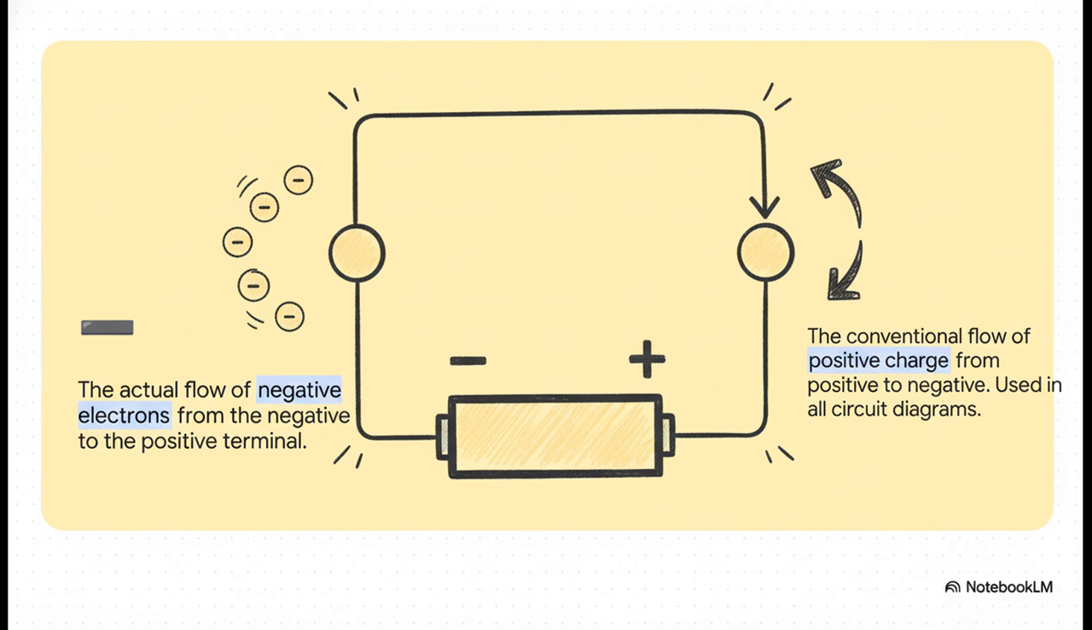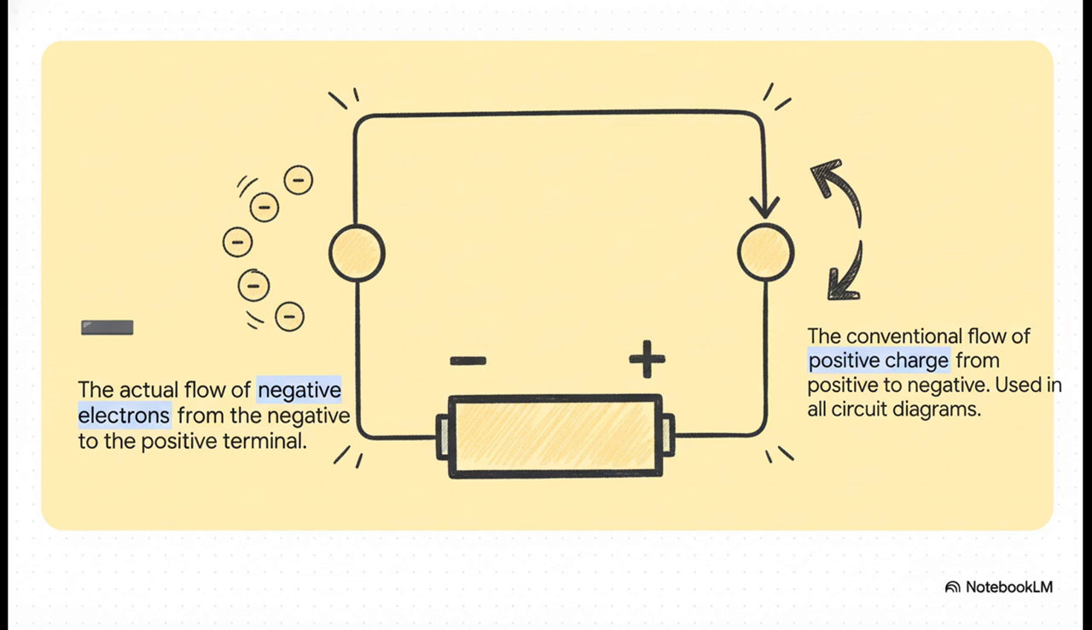Now, this is a very important point, so please listen carefully. We now know that it's the negatively charged electrons that actually move in a wire. And since they are negative, they flow from the negative terminal of a battery to the positive terminal. However, when electricity was first discovered, scientists did not know about electrons. They made a guess that positive charges were flowing, from the positive to the negative terminal. This historical idea is called conventional current, and even though we know it's not what actually happens, we still use this conventional direction in all our circuit diagrams today.